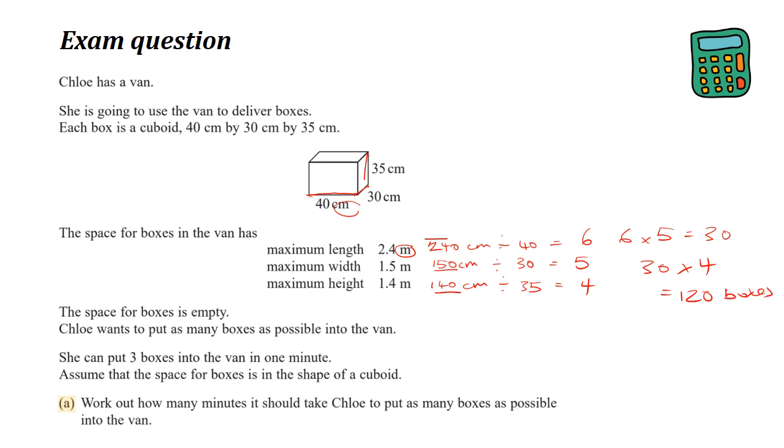Right, read the full question because that's not all we have to do. Chloe wants to put as many boxes in the van as possible. We know that's 120. She can put 3 boxes into the van in 1 minute. Work out how many minutes it should take Chloe to put in as many boxes as possible. So if it's 120 in total, and it's 3 boxes per minute, that's going to take her 40 minutes to fill the van.